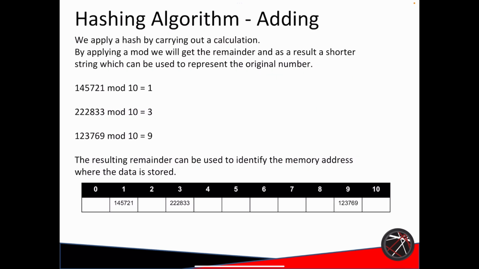So in the case of memory, you can see here that we've got a long piece of data, 145721. By applying a mod to that, we'll get the remainder. In other words, we get 1 left over. That 1 can therefore be used as the memory location. It's much cheaper to get to memory location 1 than it is to get to 145721. Therefore, in location 1, we put in 145721. You can see we can keep going. So 222833 would give us a mod 10 of 3 and therefore goes into location 3.